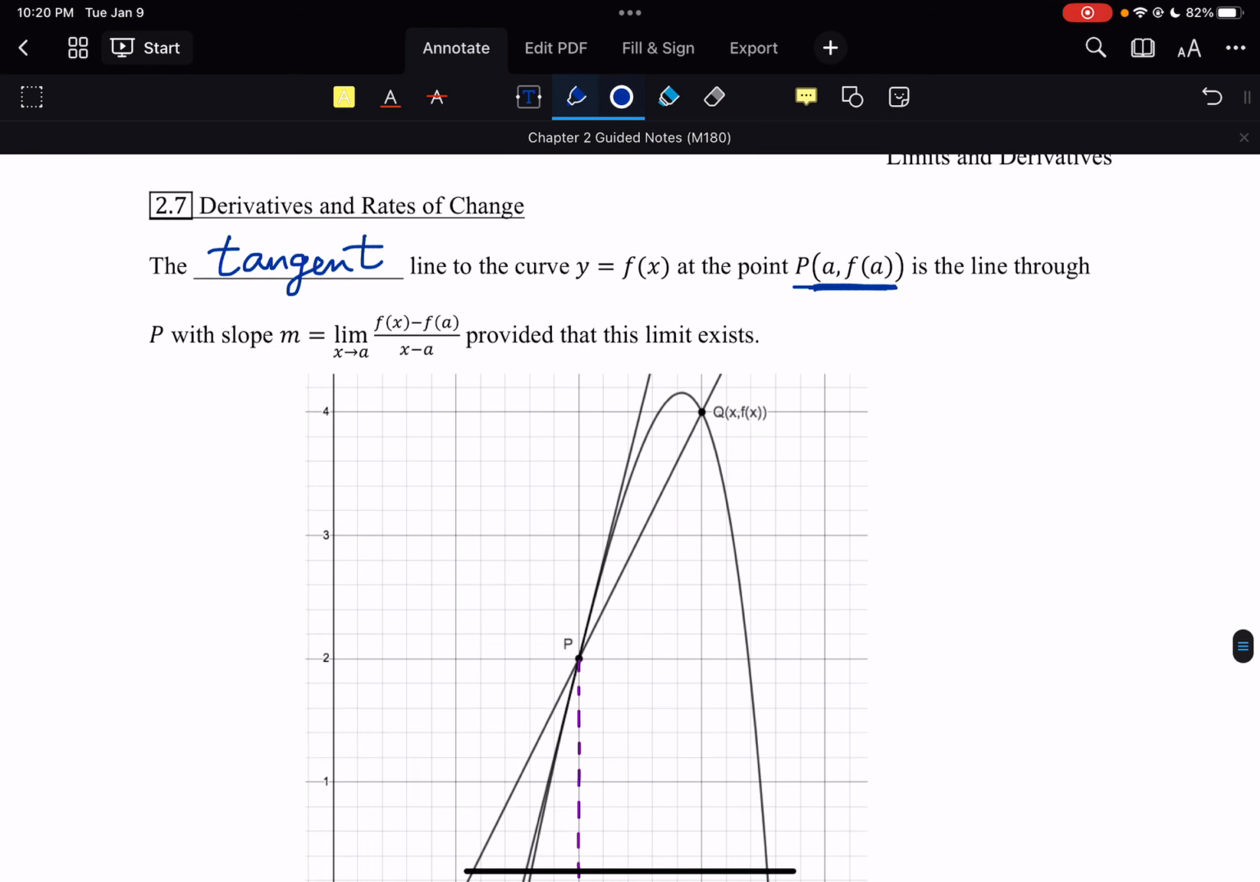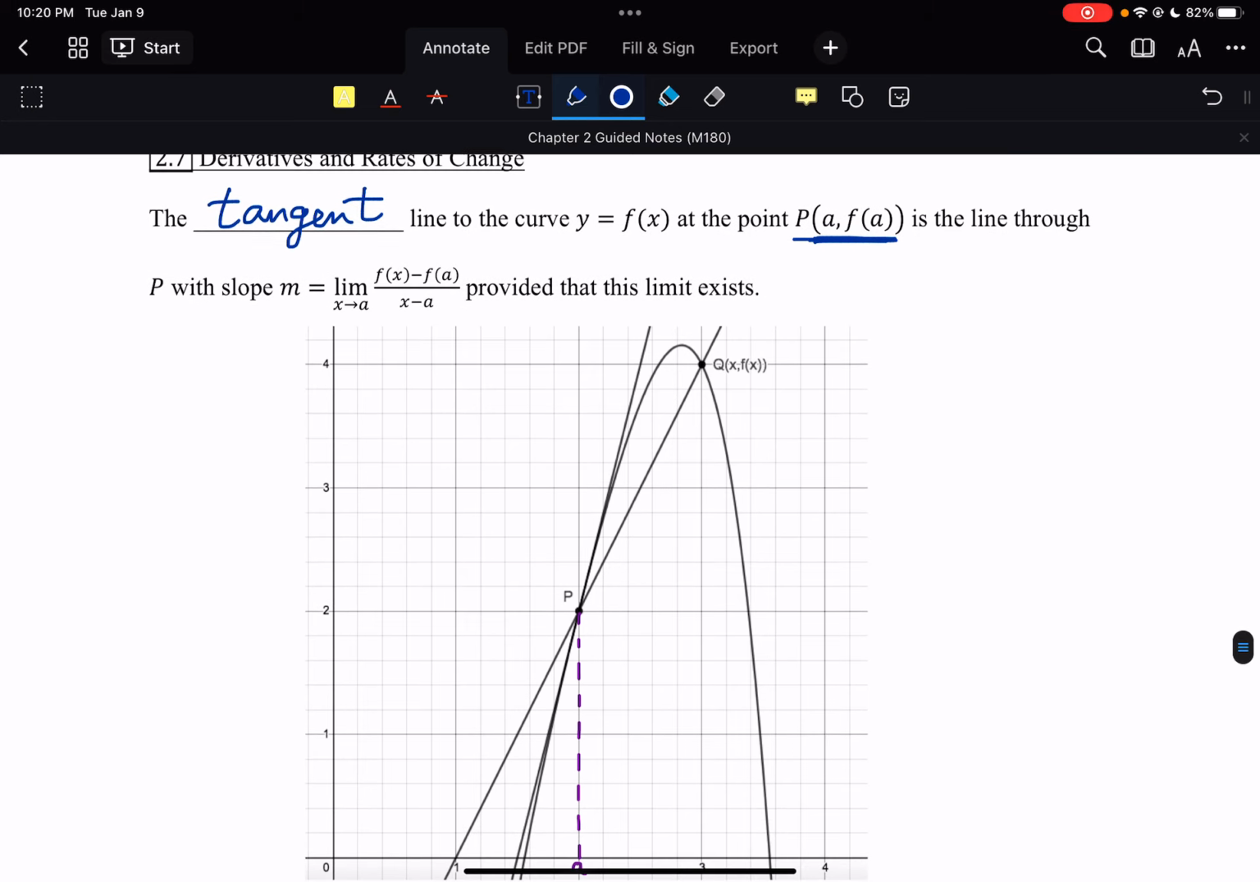We'll label it the point P. This is a line through P with a slope of m, which can be found by taking the limit as x approaches a of f of x minus f of a over x minus a. This is just a reiteration of the slope formula, the average rate of change formula. And by letting x approach a, we are getting closer and closer, infinitely close, to the tangent line.